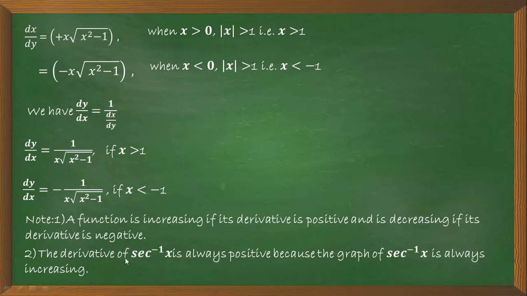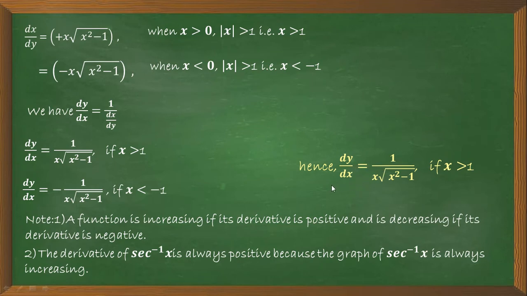But due to the nature of the graph of sec inverse x, that is, the graph of sec inverse x is increasing, the derivative is always positive. So that's why we take this derivative for further reference. The derivative of sec inverse x is always equal to 1 upon x into root of x square minus 1 if x is greater than 1.